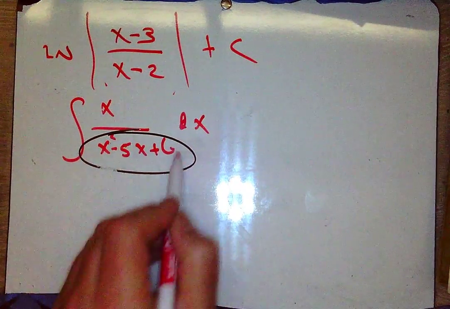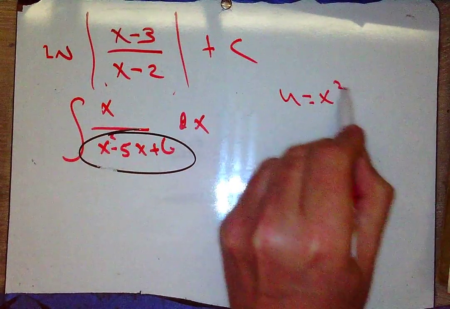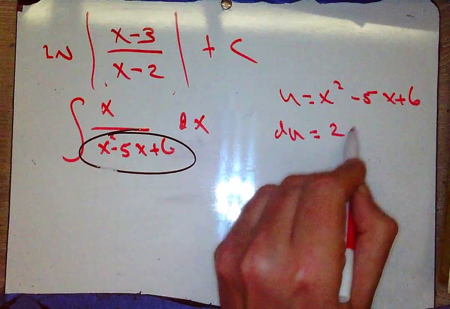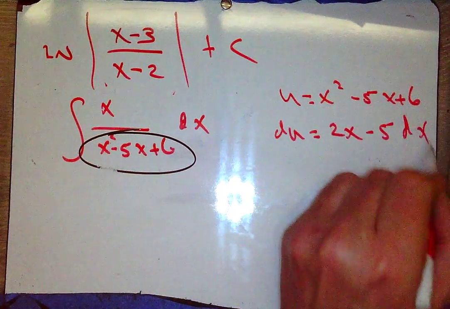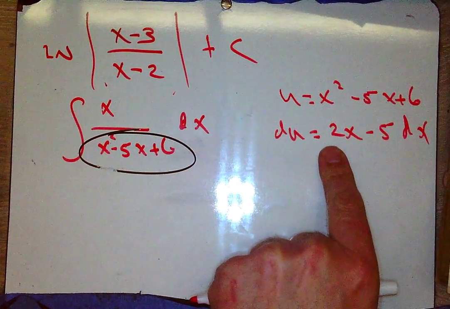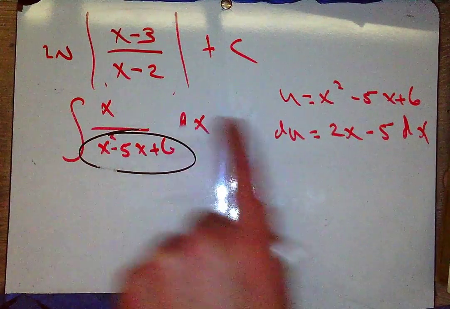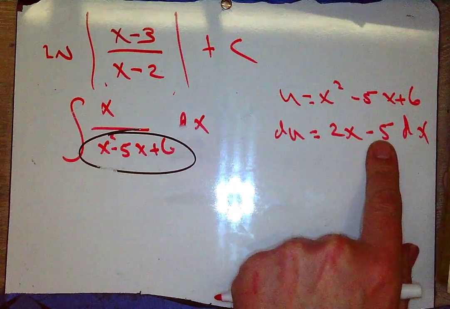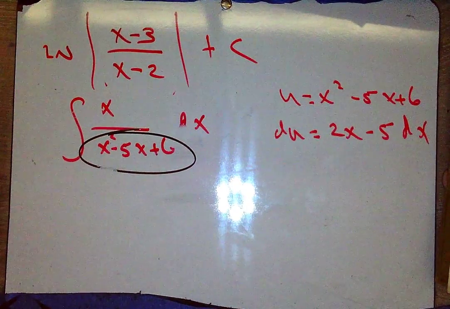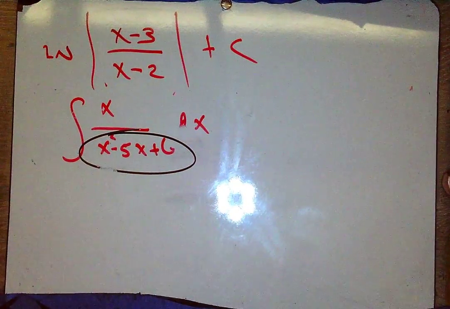If we make this our u, x squared minus 5x plus 6, then my du is 2x minus 5 dx. Well, here's the thing. I've got an x and a dx. That's good. I definitely don't have that. And I don't really have that. So, you know what? Maybe this is also partial fraction decomposition.